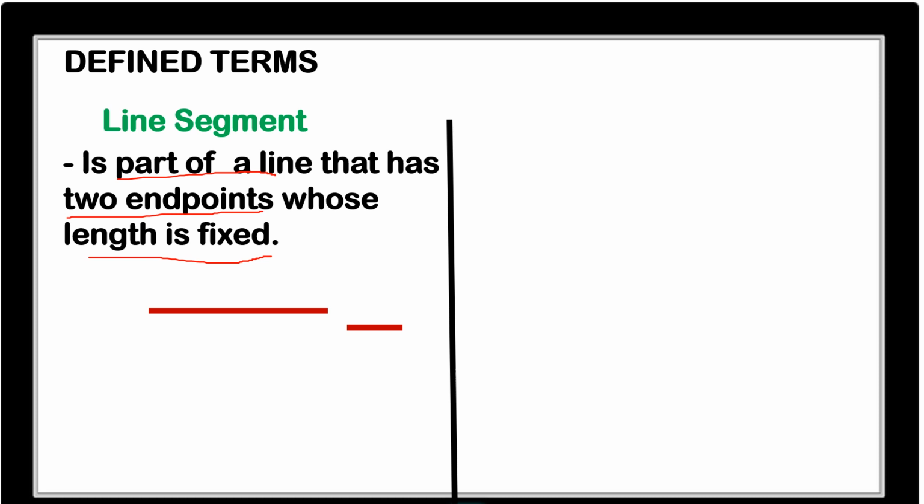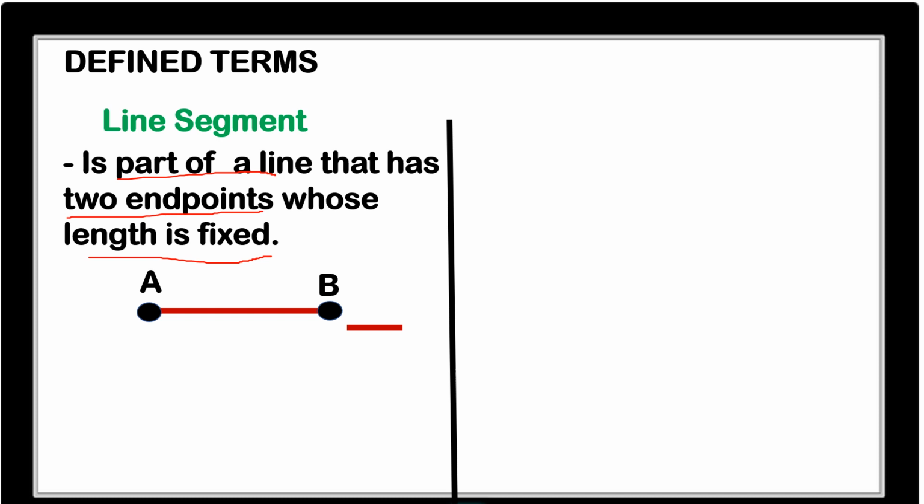Meron daw po siyang dalawang endpoint. At yung 2 endpoints na yun ay can be represented by any 2 points. So I have here the endpoint as point A and point B. Pag ganito ang itsura ng ating figure na nakikita, maaari na po nating tawagin ito as line segment.